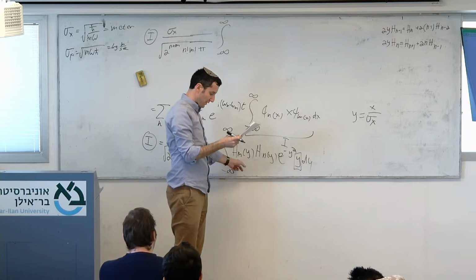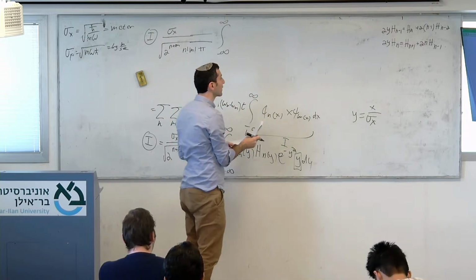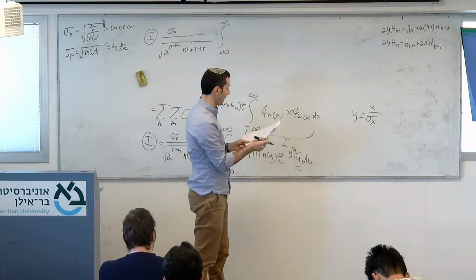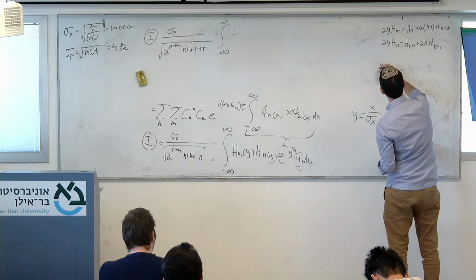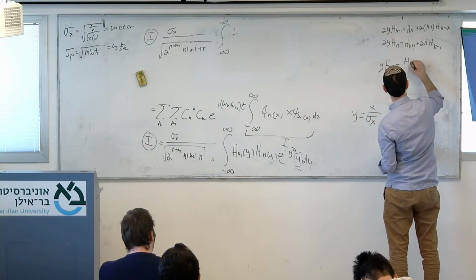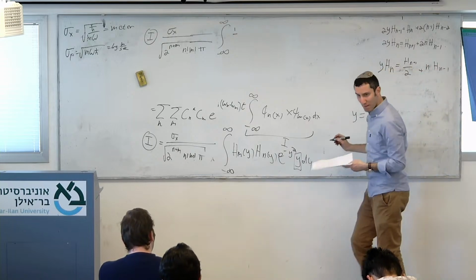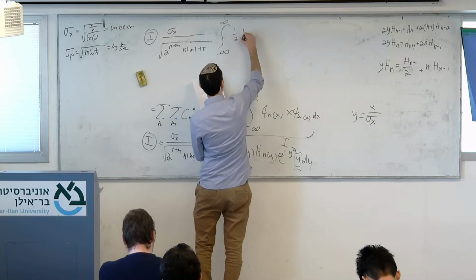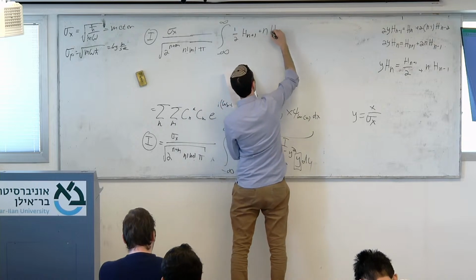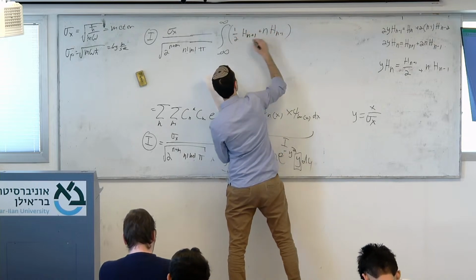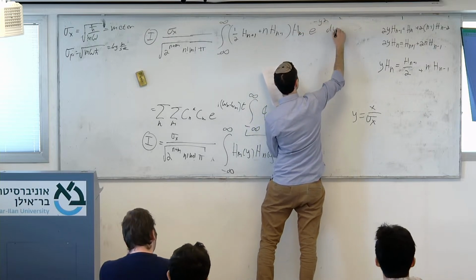Now I wish to replace one of these with this thing. So I will have here half: y hn is equal to hn plus 1 divided by 2 plus n hn minus 1. I have here half of hn plus 1 plus n hn minus 1, times hm times e to the minus y squared dy.